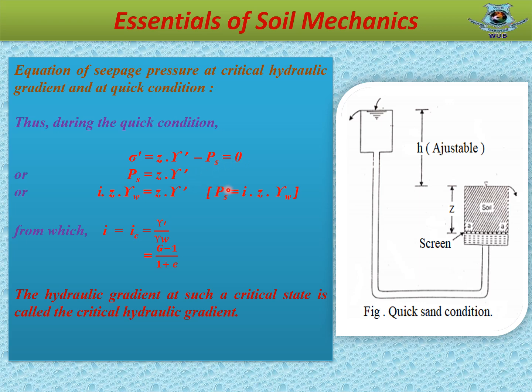As Ps equal to Iz gamma W, so we can write Iz gamma W equal to Z gamma prime. Finally, we can write I equal to Ic equal to gamma prime divided by gamma W equal to (G minus 1) divided by (1 plus E). The hydraulic gradient at such a critical state is called the critical hydraulic gradient.